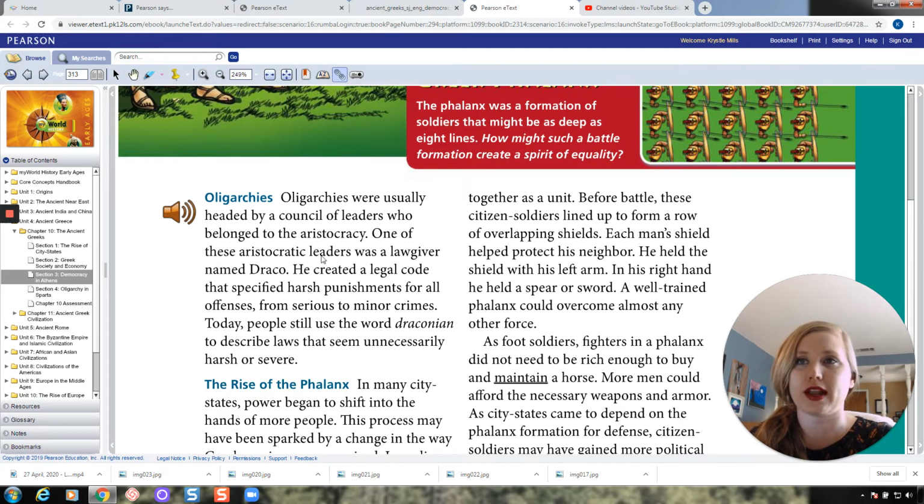One of these aristocratic leaders was a lawgiver named Draco. He created a legal code that specified harsh punishments for all offenses, from serious to minor crimes. Today, people still use the word draconian to describe laws that seem unnecessarily harsh or severe.